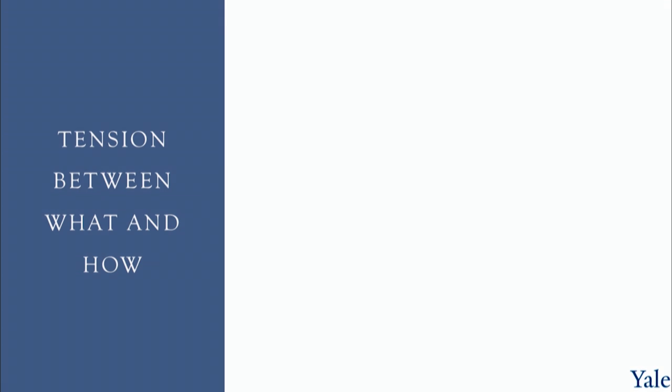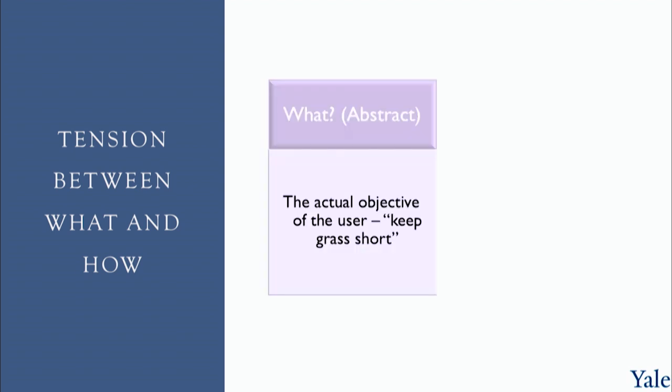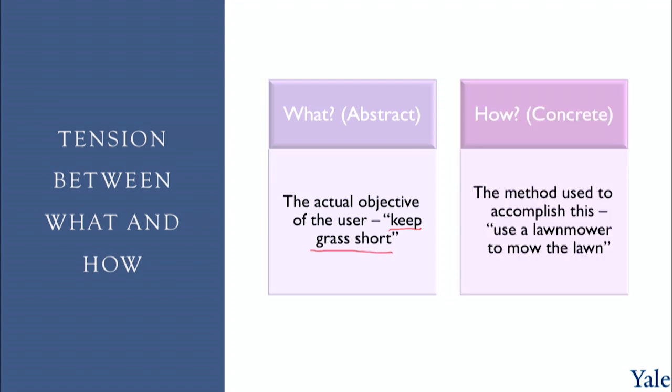In all design, and this applies to software design and identifying user needs, we always have this tension between what and how. So what is the abstract, the actual objective of the user. So if we go back to the lawn example, the objective of the user, they would like to keep their grass short. The how, the concrete, is the method used to accomplish this. We use a lawnmower to mow the lawn. And we have to operate on both of these planes. What, at the abstract plane, is where we understand what needs to happen, and how, the concrete plane, is where we actually do it. At the end of the day, we have to have a lawnmower or some piece of equipment or a drag or a piece of tool or something that will actually be applied to the situation.